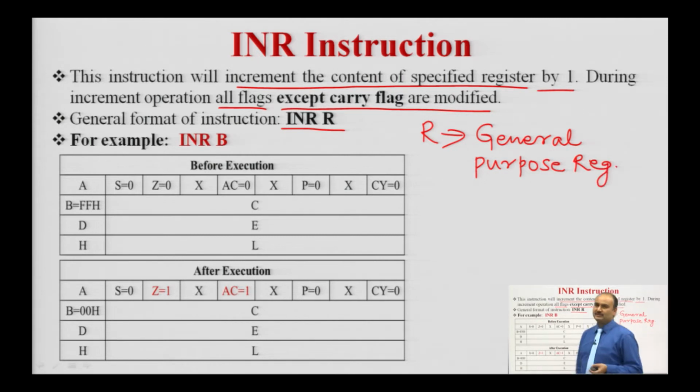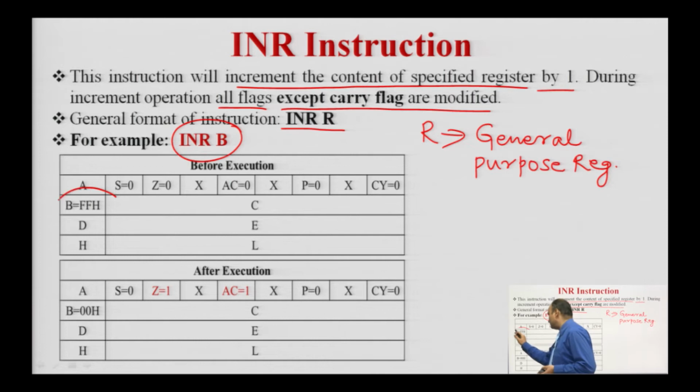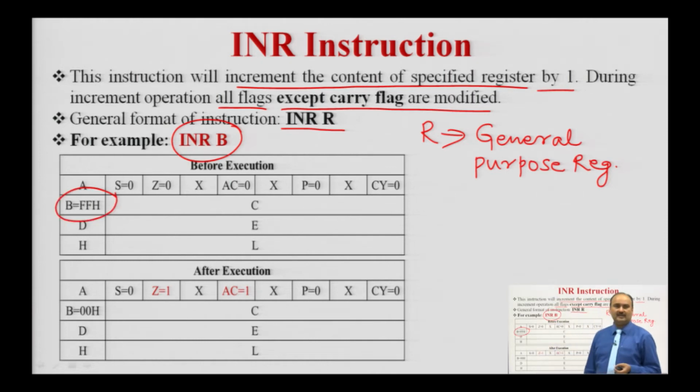The general purpose registers are register B, C, D, E, H and L. Before the execution of this instruction INR B, in place of register R, for example, I am using register B, which is a general purpose register. It is an 8-bit register in the 8085 microprocessor. Before the execution of this instruction, the content of B register is FFH. Whenever the microprocessor executes INR B, it will increment the content of B register by 1.